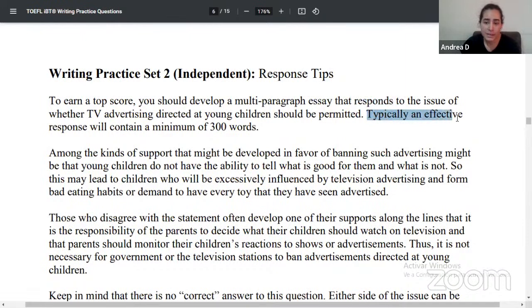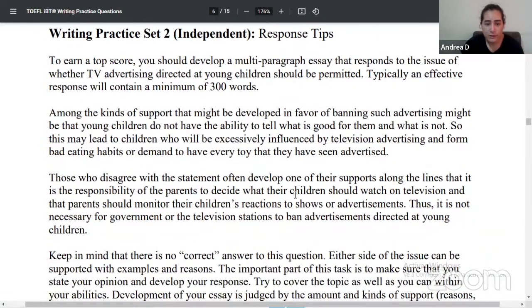Now they say typically an effective response will contain a minimum of 300 words. So that is correct too. So in order for your response to be effective, it shouldn't be so short. It has to be at least 300 words. Now, honestly, I wouldn't worry too much about this, because if you follow the steps that I'm going to give you, and if you include all the elements that you should have, you are very likely going to have more than 300 words. So don't worry too much about the number of words. That's not really an indicator of how good your essay is. You could have fewer words, but it could still be a good essay. Okay, so that's one thing.